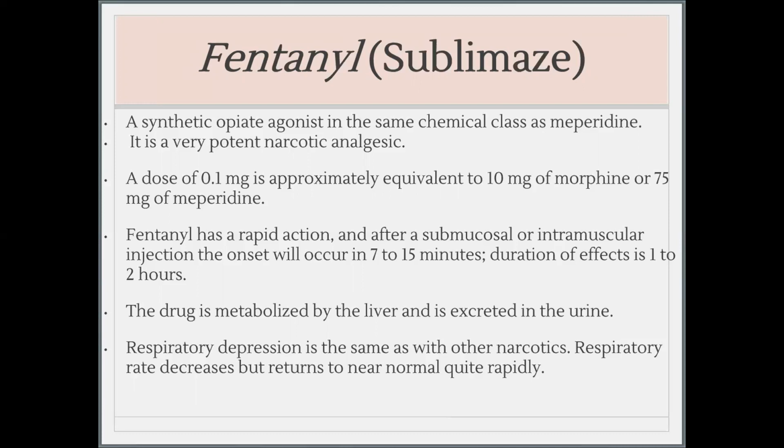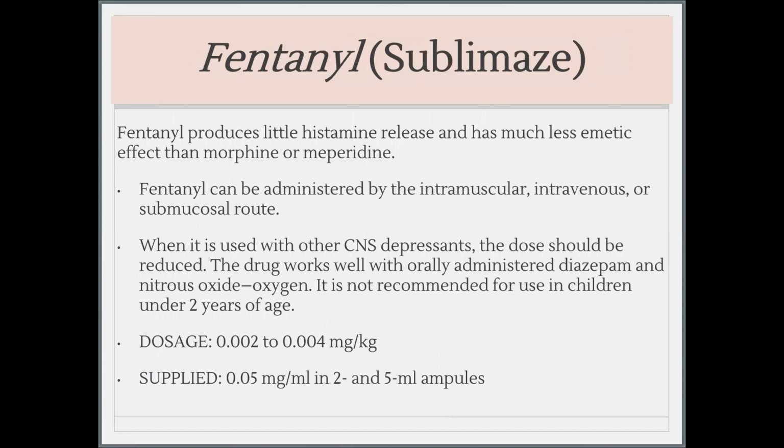Fentanyl has a rapid action, and after a submucosal or intramuscular injection, the onset will occur in 7 to 15 minutes. The duration of effects is 1 to 2 hours. It is metabolized by the liver and excreted in the urine. Respiratory depression is the same as with other narcotics. Respiratory rate decreases but returns to near normal quite rapidly. Fentanyl produces little histamine release and has much less emetic effect than morphine or meperidine. It can be administered by IM, IV, or sub-Q routes.